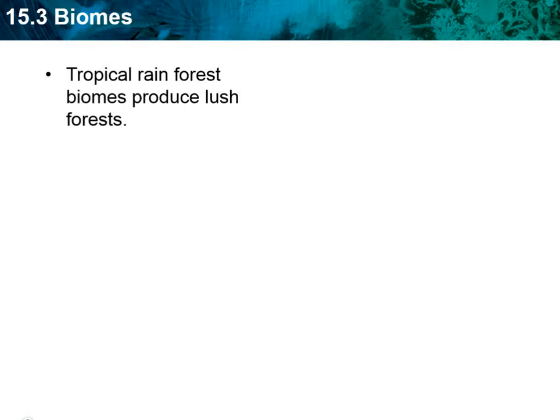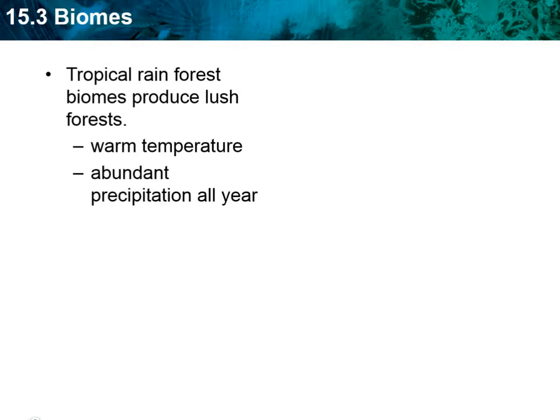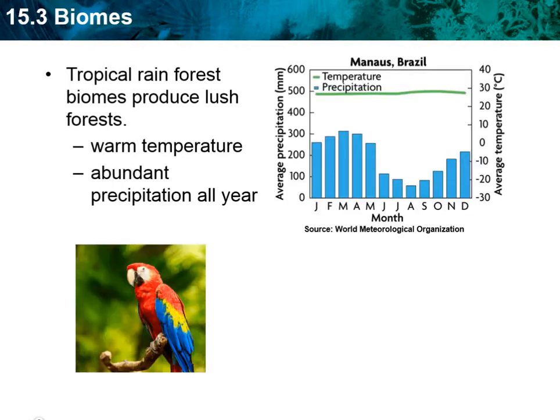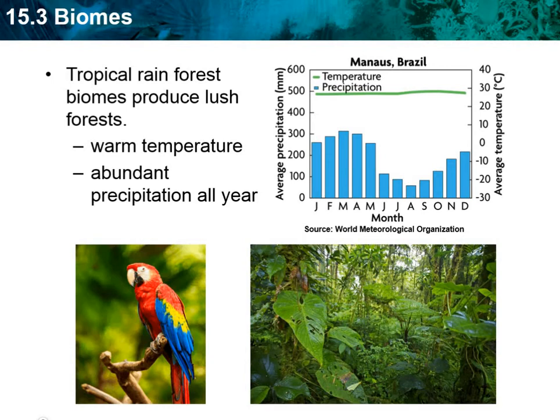So the tropical rainforest biome produces lush forest, has warm temperatures, and abundant precipitation all year long. It is going to have the most biodiversity that you'd end up finding in any one of the biomes. And what you end up seeing over here is what's known as a climatograph. It's showing both the temperature and the amount of precipitation.